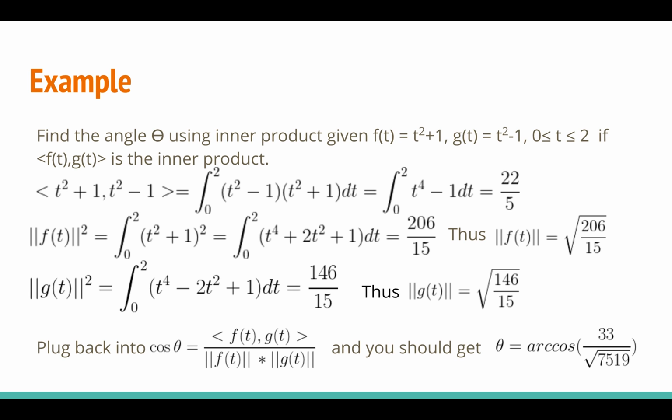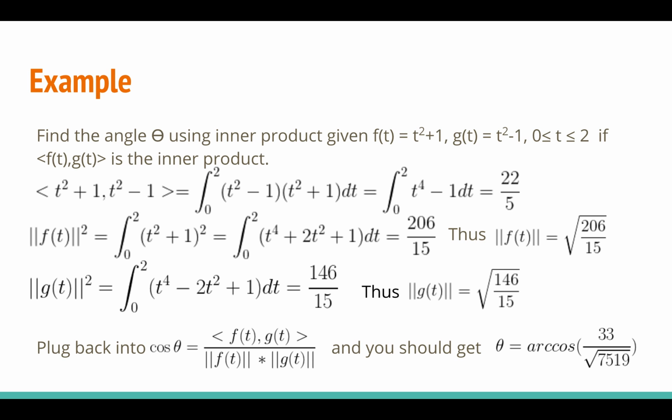Here's an example using the inner products. Given that f of t is equal to t squared plus 1 and g of t is equal to t squared minus 1, and t is from 0 to 2, of course f of t and g of t in this case would be the inner product. So we first find that to find the angle, right? And then we should get 22 over 5, right? But the magnitude of f of t and the magnitude of g of t are a little bit different from that.